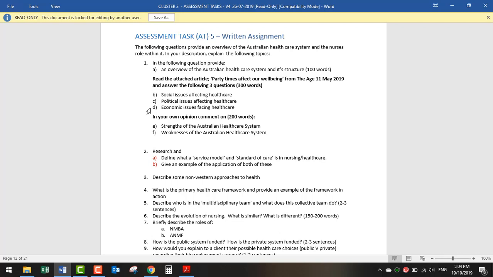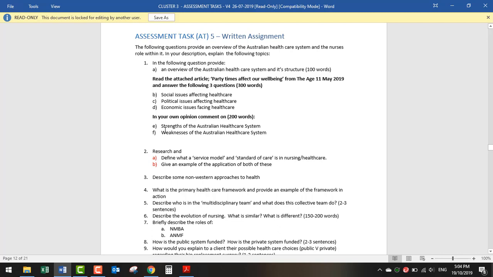But we want you to just have a little look at those 3 things: social, political and economic issues and how they affect healthcare, okay? Then in the last 2 parts, E and F, we want your opinion, okay? So 100 words for E and 100 words for F. You can see it's 200 words.